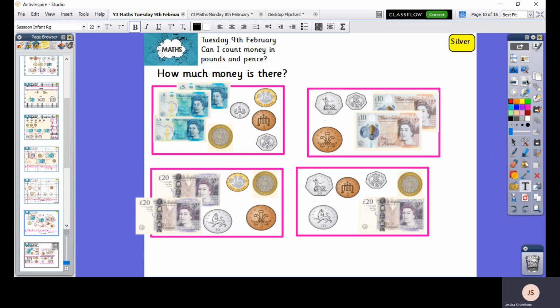Okay, so with our silver task today, our job is to find out how much money there is in each of these 4 boxes. So if you want to draw a number line, you can. If you've got some coins there to help you, that's absolutely fine. However you do it though, please can you show me what you've done? So if you're counting up actual coins at home, that's fine. Are you able to take a picture and then send that to me so that I can see that's what you've done? Or you can just do a number line like I've done it in your maths book. So pause the video here and give these a go.